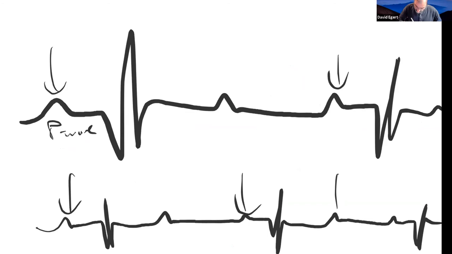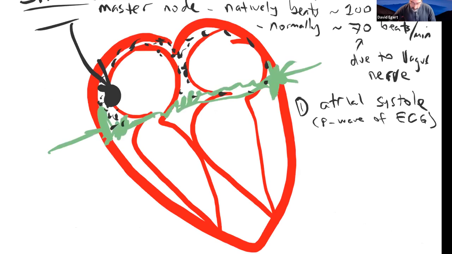At the beginning of each heartbeat, you see this P wave, which is basically the atria depolarizing as the heartbeat begins. During atrial systole, any of the blood that's still in the atria gets squeezed down into the ventricles.